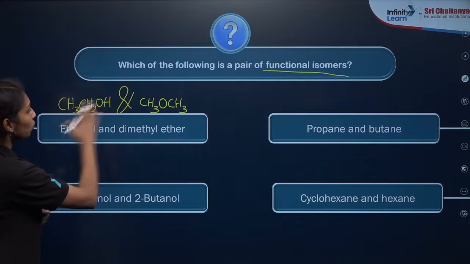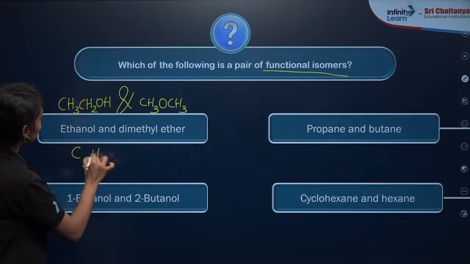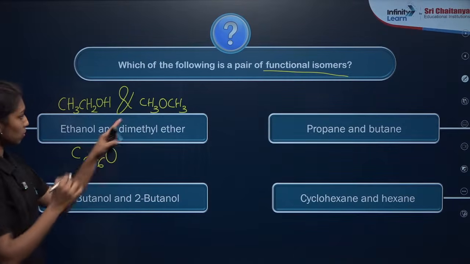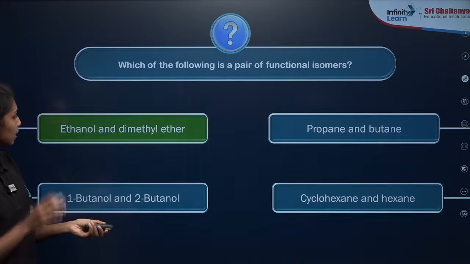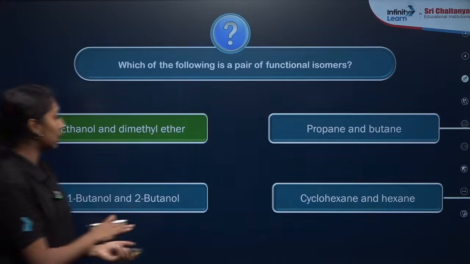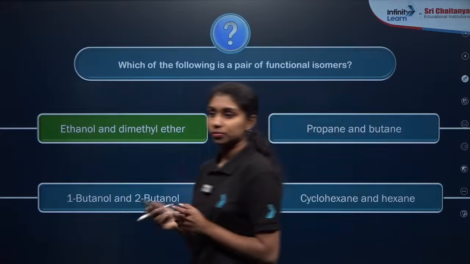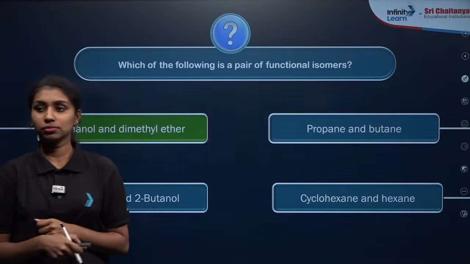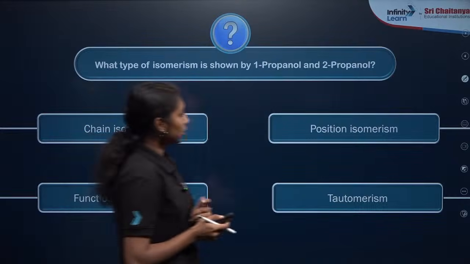If you are asking about the molecular formula, it is C2H6O, right? C2H6O. Both of them have the same molecular formula but differ in the functional groups. So what will be our answer? Option A, ethanol and dimethyl ether will be the example of functional isomers. Okay, here is the next question.